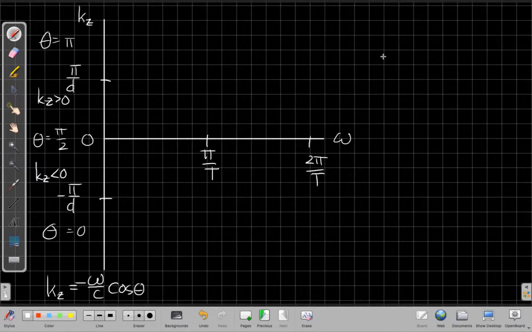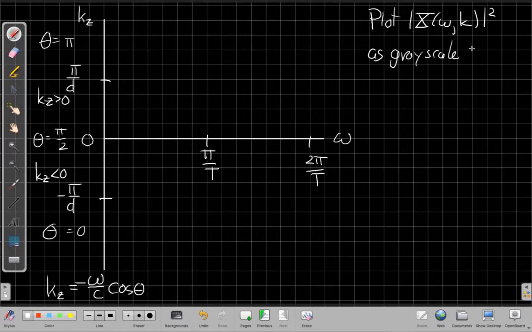And the other thing we'll take advantage of, well, what we're going to do is plot the magnitude of that time and space Fourier transform squared. As you know, here we'll just be doing grayscale. In MATLAB we can do it as a color scale. So it's sort of like showing the energy at each point on the plot.